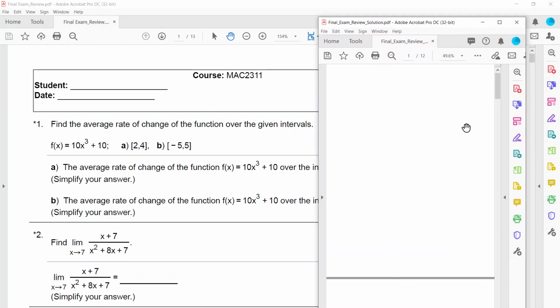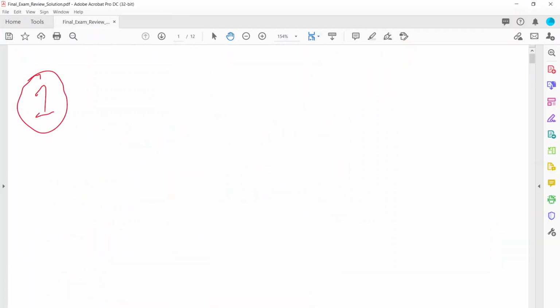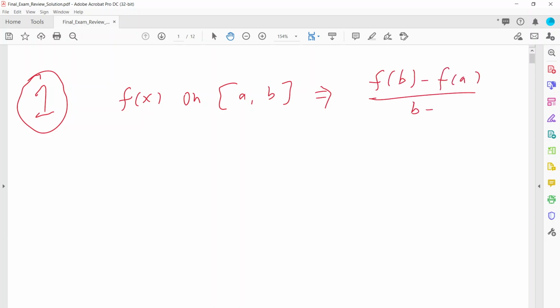So to do this kind of problem you have to know what the average rate of change is. Problem 1. This is the formula you are going to use for the average rate of change of a function f of x on, let's say, from a to b. You have to find f of b minus f of a over b minus a. That formula gives you the average rate of change.